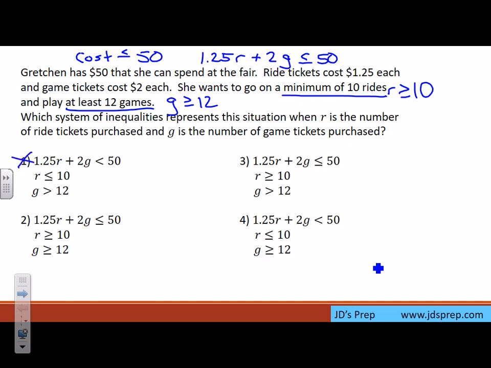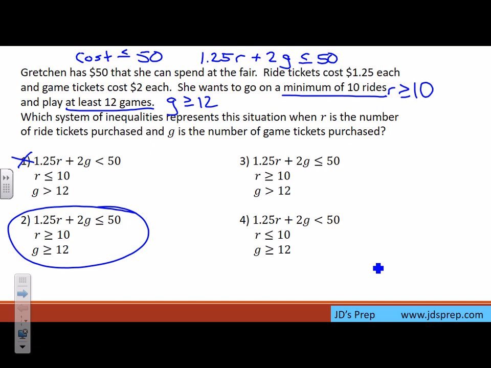Number two, our first inequality, 1.25R plus 2G less than or equal to 50, is exactly what we found for the cost inequality. The second inequality, R greater than or equal to 10, is going to allow Gretchen to go on a minimum of 10 rides. And G greater than or equal to 12 is allowing Gretchen to play at least 12 games. So this is the system that we want.